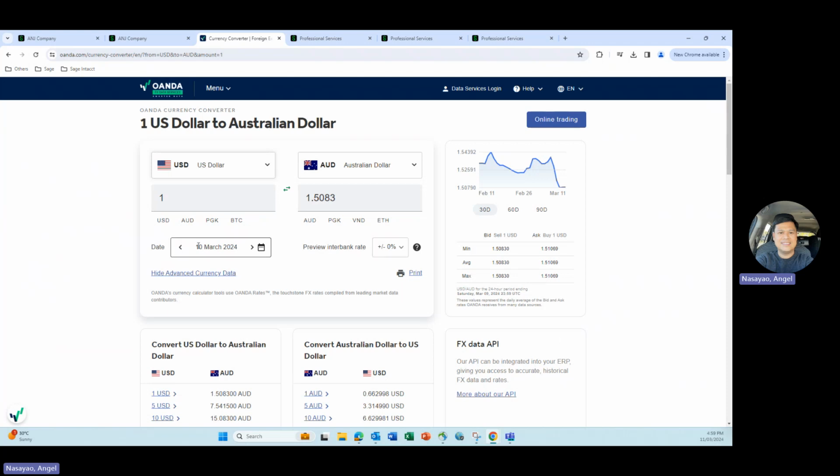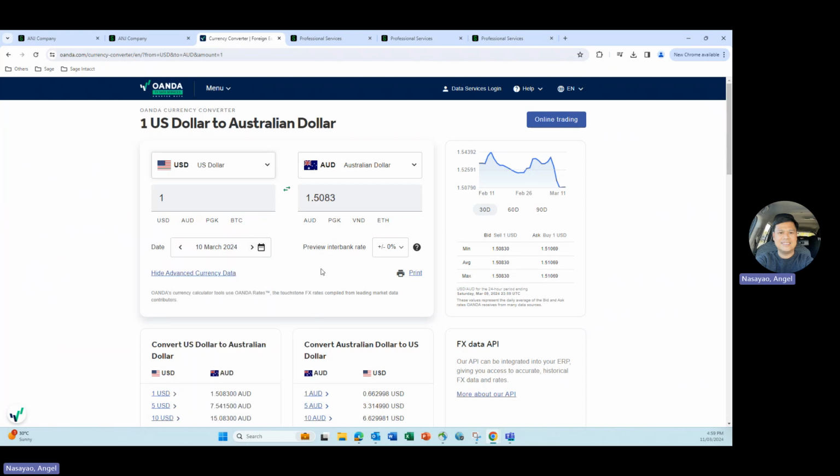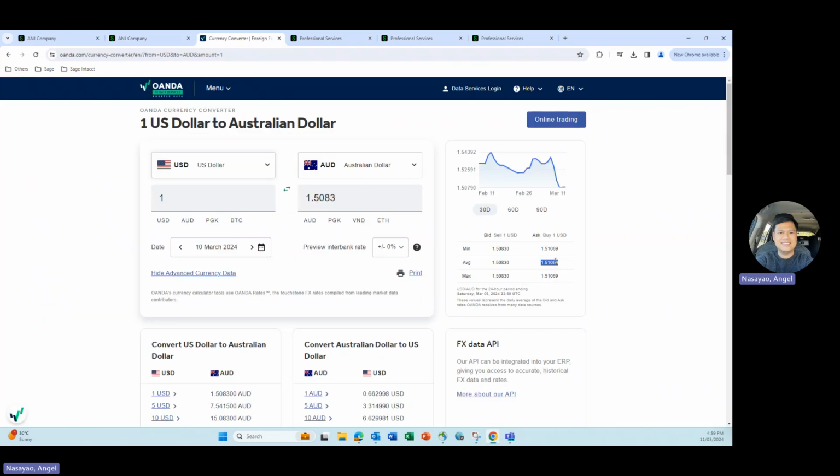So if you look at the 10th of March 2024, the rate that you will be checking is the ask or the buy rate, and the average as well. So this will be this one, right? The rate that I'm seeing here is 1.51069, and what you can see here is 1.5107. So that's rounded off to 4 decimal places.